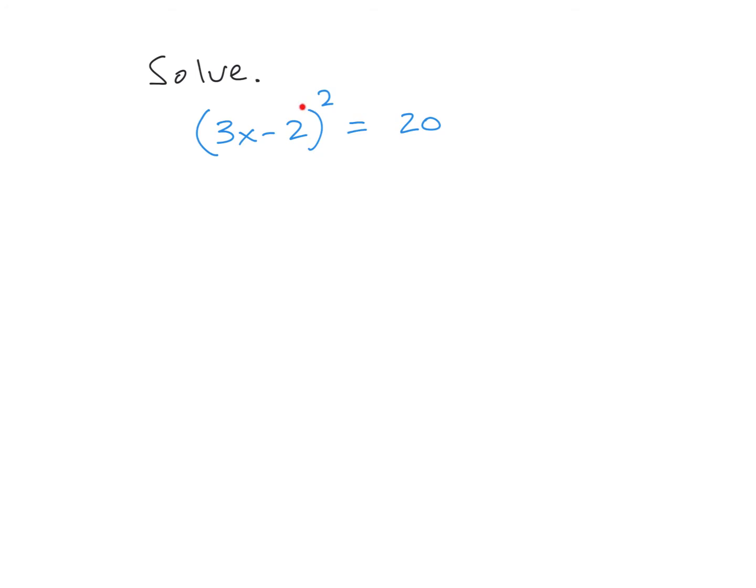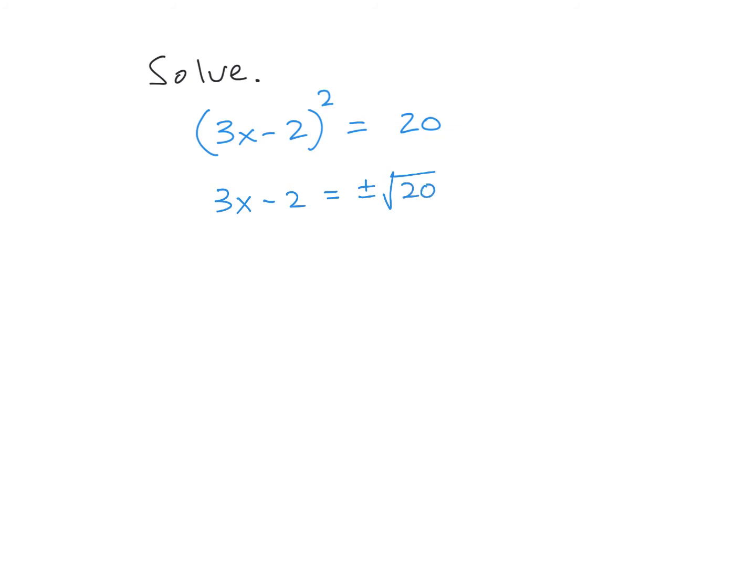This says something squared equals a number. So what I can do is I can use the square root property to basically get rid of this squaring and therefore get rid of these parentheses. Those parentheses would become unnecessary. So I can more easily solve for x. So something squared equals 20. So that means the squared thing, 3x minus 2, equals plus or minus the square root of 20.